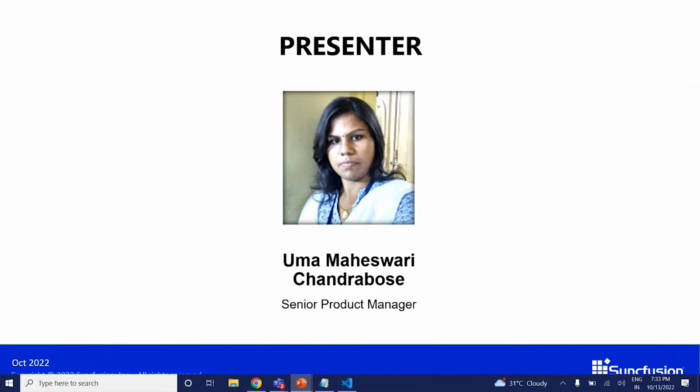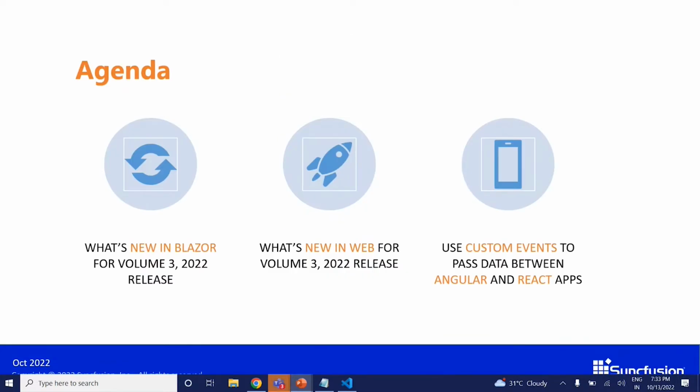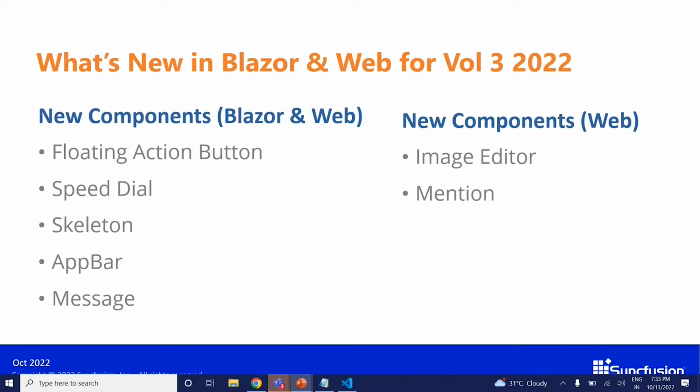I work here at Syncfusion as one of the product managers, handling a few of the web components like scheduler and a few navigation components. So today in this webinar, we are going to see what new updates we have made for the Blazor and web components in this Volume 3 2022 release, and we'll see how to integrate the Angular project into React, and also we'll see how to pass data between them at last. So let's dive into the topics now.